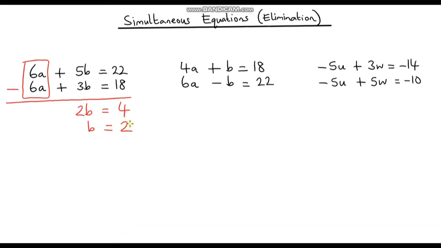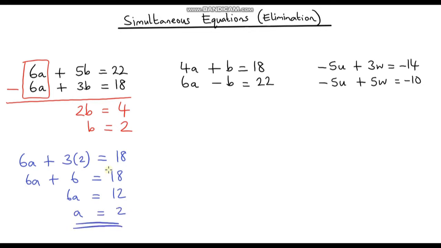And now we can just substitute this back into one of our equations. I'm going to choose the bottom equation. So we've got 6a plus 3b equals 18, and instead of b, we know that b is 2, so it's going to be 3 times 2. So we've got 6a plus 3 times 2, which is 6, equals 18. And now if we subtract 6 from both sides, we're left with 6a is equal to 12, and therefore a is equal to 2. So our two solutions are b equals 2 and a equals 2.